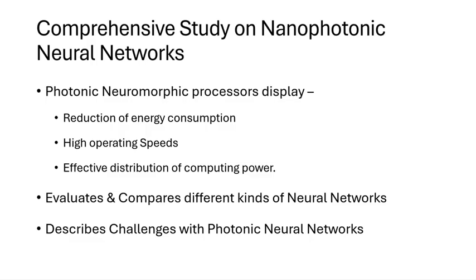This study also evaluated and compared different kinds of neural networks. The convolutional neural networks have an advantage over standard neural networks, as the latter can be overloaded with data from their full connection architecture, and it also describes challenges with photonic neural networks, such as for training to take full advantage of photonic technology, it needs specific adaptation to do so.